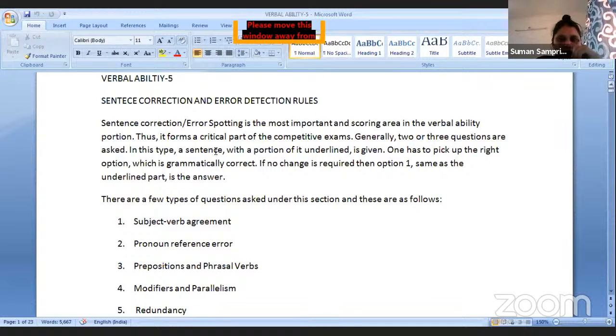In placement examinations, generally 2 or 3 questions are asked. In this type, a sentence with a portion of it underlined is given. One has to pick the right option which is grammatically correct. If no change is required, then option 1, the same as the underlined part, is the answer.